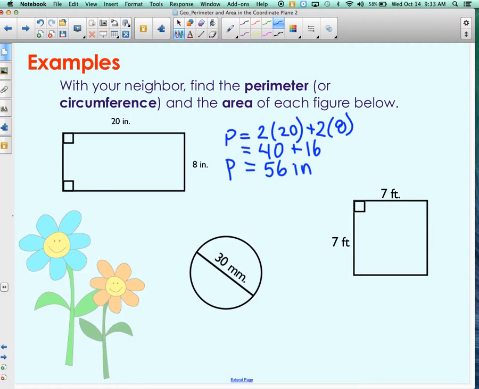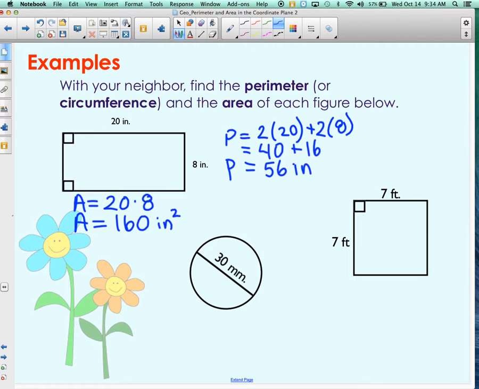What about finding area here? How do I find the area of this rectangle? Multiply 20 times 8. What do I get? 160. 160 what? Square inches. Okay, so that's how we write that. The area of that rectangle is 160 inches squared.